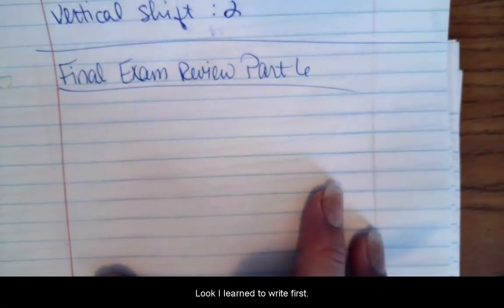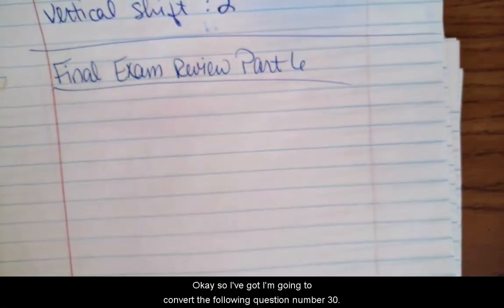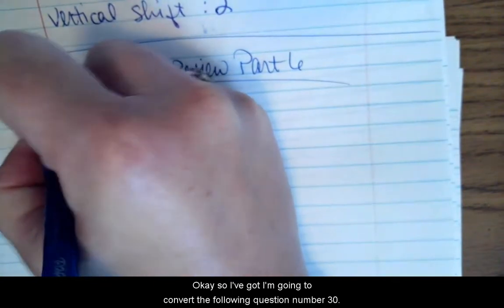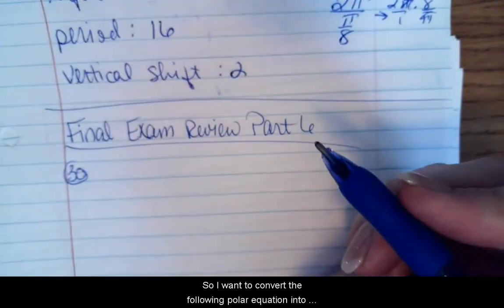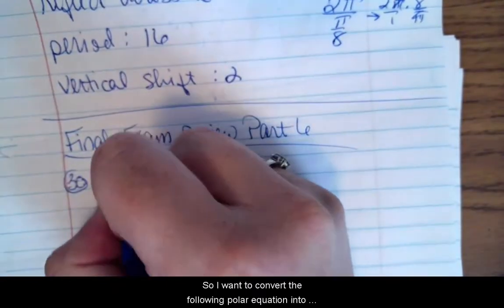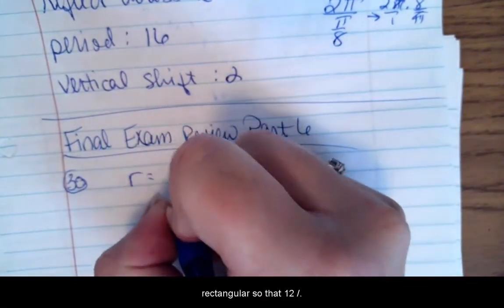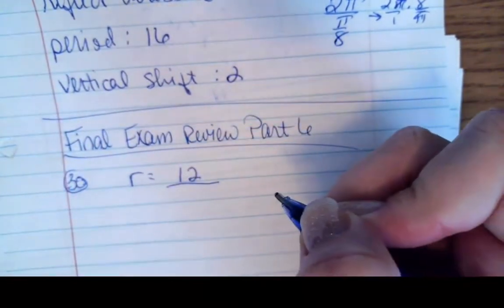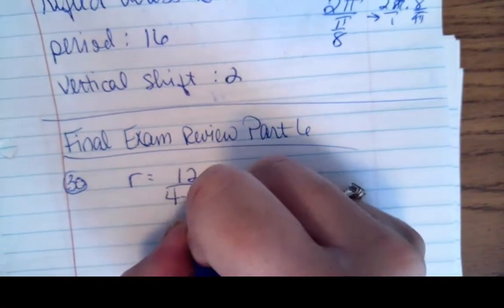Look, I learned to write first. Okay, so I want to convert the following. This is question number 30. So I want to convert the following polar equation into rectangular. So I've got r equals 12 over 4 minus 8 cosine theta.